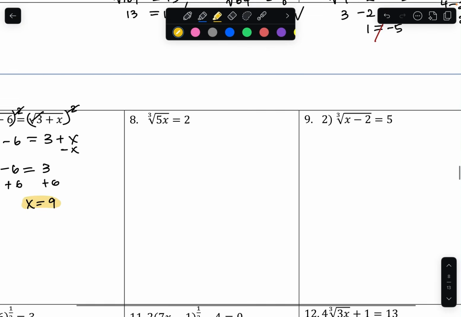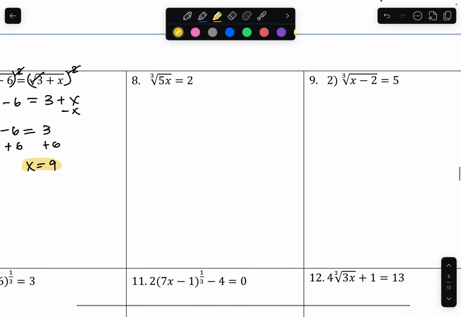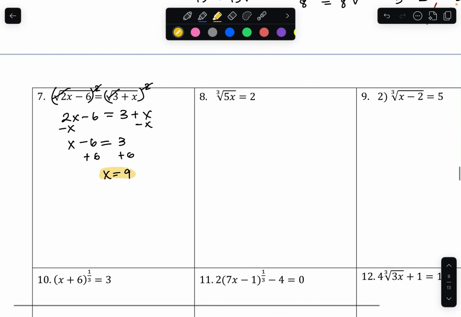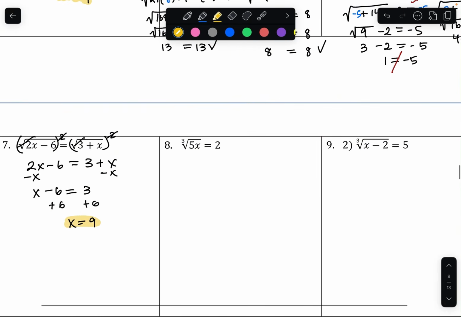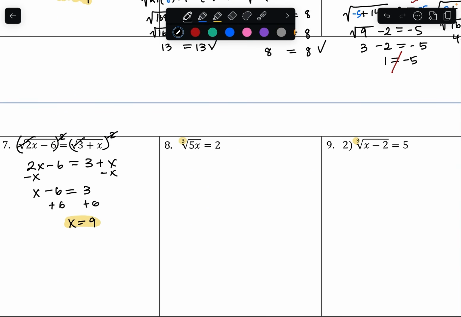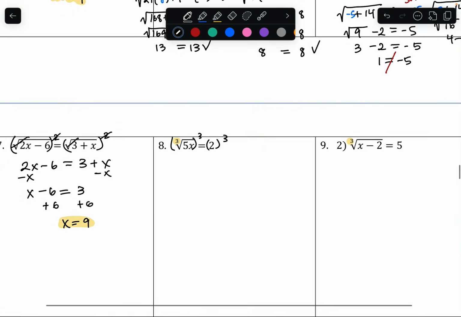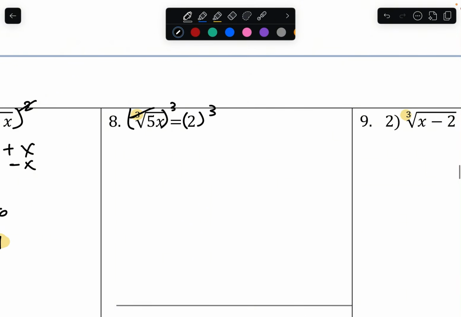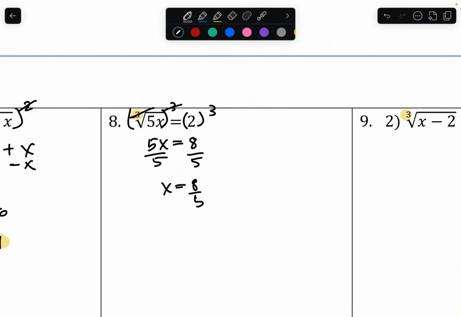but not absolutely necessary as it is for these cases. Okay, now we're going to get into some cube root functions. Everything so far has been a square root. Now I know I am dealing with a cube root because of this 3 in the index. So instead of squaring both sides, we have to cube both sides to get rid of that radical. And so here, the cube root and the cube cancel, giving me 5x equals 8, divide by 5, and then x equals 8/5.